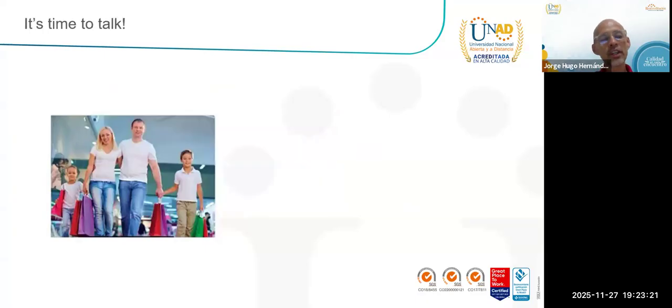Now, we have here another example, another picture to describe. You can see here 4 people, no? Maybe they are in a shopping mall. They are buying some presents, some gifts, or they are just in the mall shopping, no? They are doing the shopping.